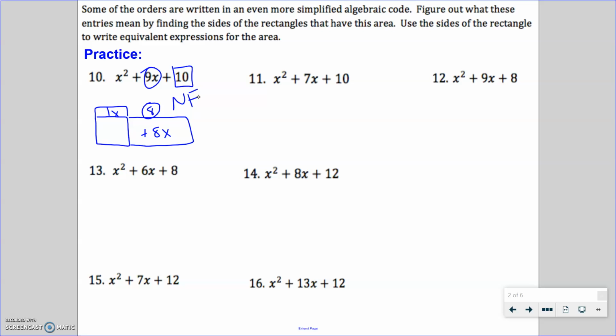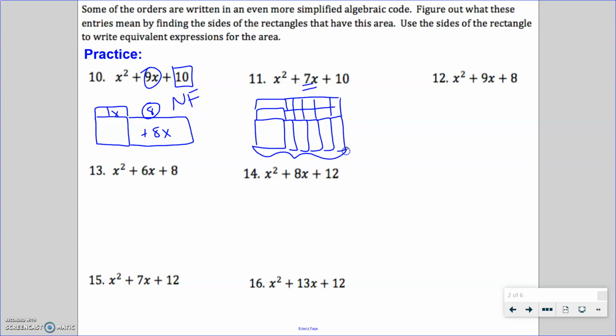Versus if you take a look at number 11, here's my x squared box. And if I have 7 rectangles to work with, but I need it to be 10 little pieces in the corner, what if I added 2 to this side and 5 to this side? That would give me 10 little pieces in the corner. So if I were to rewrite this in factored form, I would write x plus 5 times x plus 2. Now, when you're multiplying, it doesn't matter what order you're doing, so you can also write it as x plus 2 times x plus 5, totally fine.